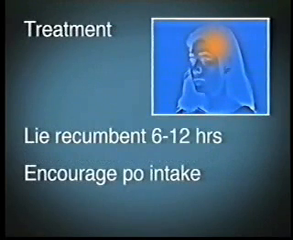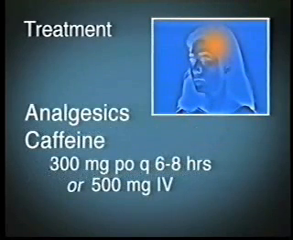75% of the time, it resolves within 7 days. Treatment is to have the patient lie recumbent for 6 to 12 hours and to encourage PO intake. Additionally, analgesics or caffeine at 300 milligrams PO Q6 to 8 hours, or 500 milligrams of sodium caffeine benzoate in 500 to 1,000 cc's of normal saline IV over 2 to 4 hours can be used. Caffeine is effective in 75 to 85% of cases.